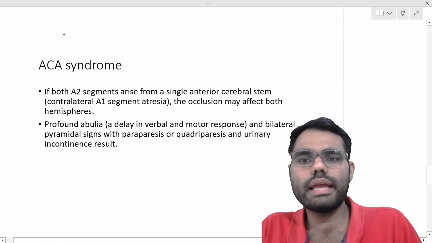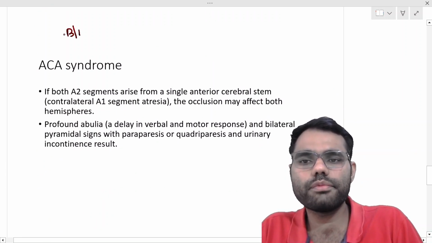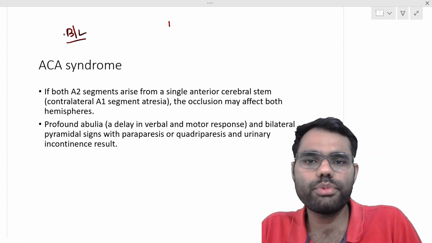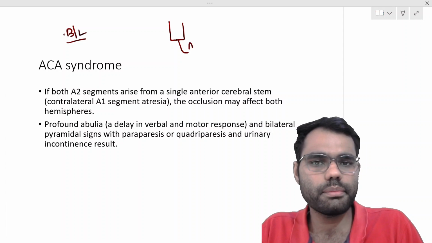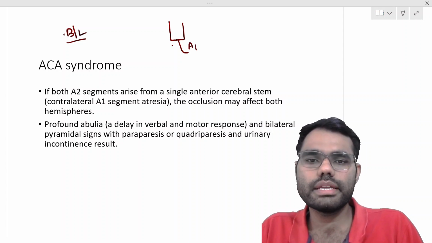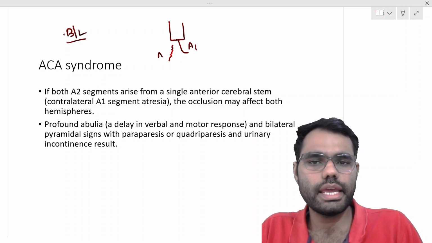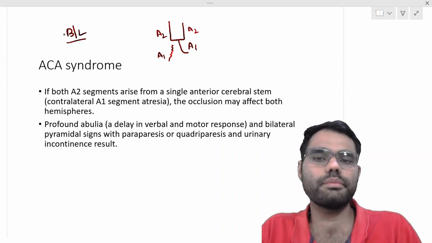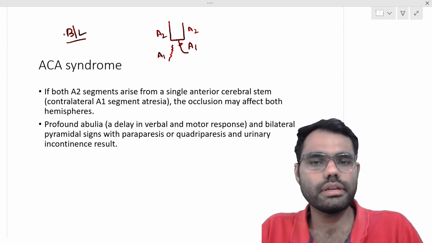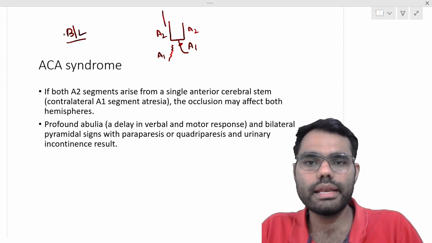Now, what if there is a bilateral A2 segment occlusion? When would it happen? It would happen if both the A2 segments are supplied by a single A1 branch, right? So this would happen if there is atresia of the A1 segment of the opposite side, right? So both the A2 segments are getting supplied from the same A1 branch. Now, what if there is an occlusion? In that case, bilateral areas would get affected, right?